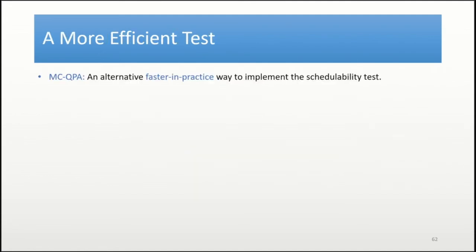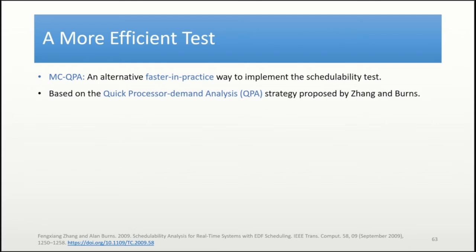In this work, we attempt to address this issue by proposing mixed criticality quick processor demand analysis, or MCQPA, as a faster and practical way to implement the exact schedulability test. MCQPA is based on the quick processor demand analysis, or the QPA strategy, proposed by Zhang and Burns.